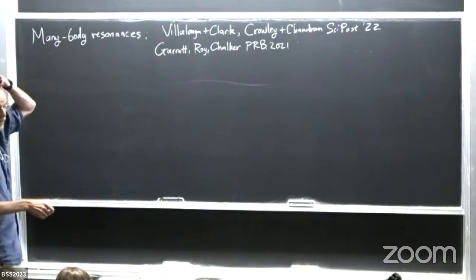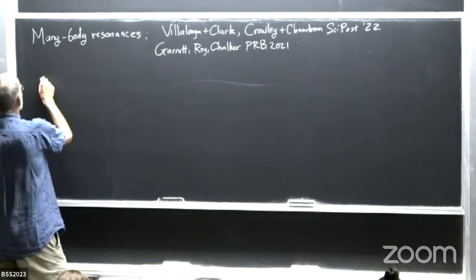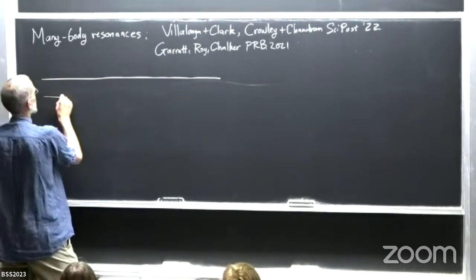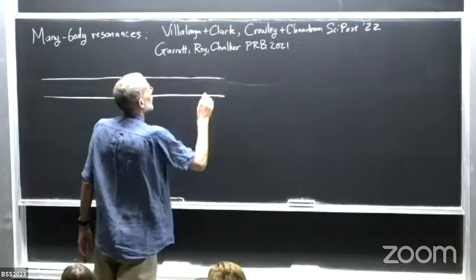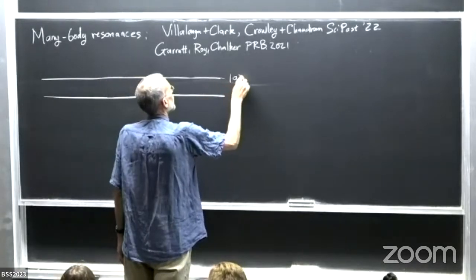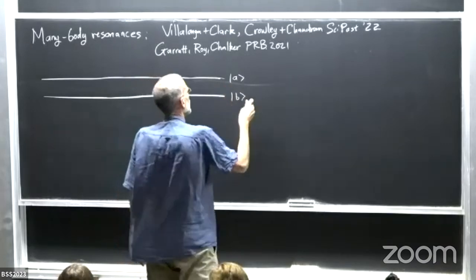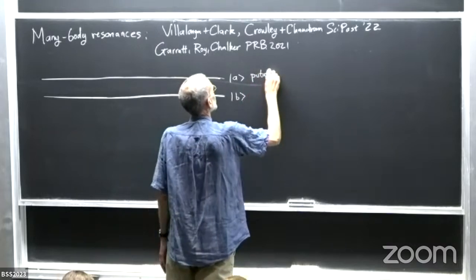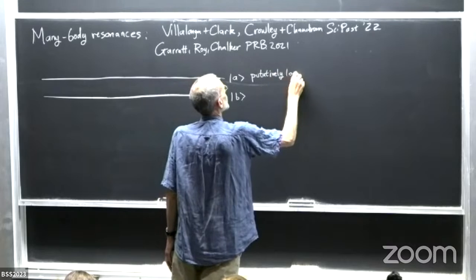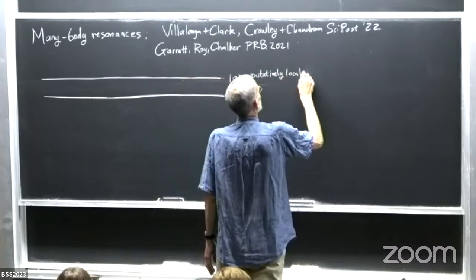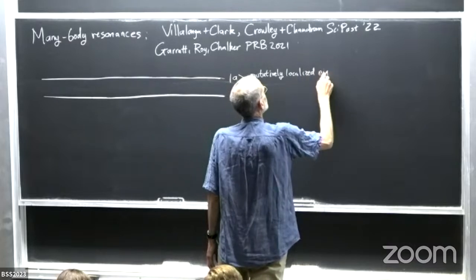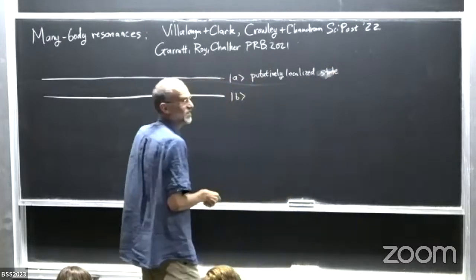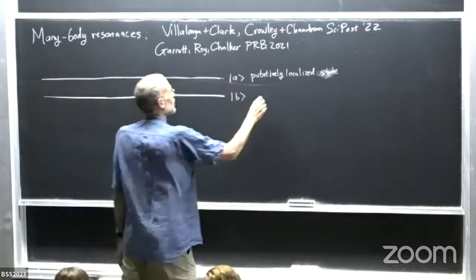Okay, so what's a many body resonance? Here's my sample again, and I'm going to fill the same sample again here. And then we're going to have states A and B, which are each of these. Now we're in the MBL phase. This is putatively localized, and you see what I mean by putative. Here's a localized eigenstate.